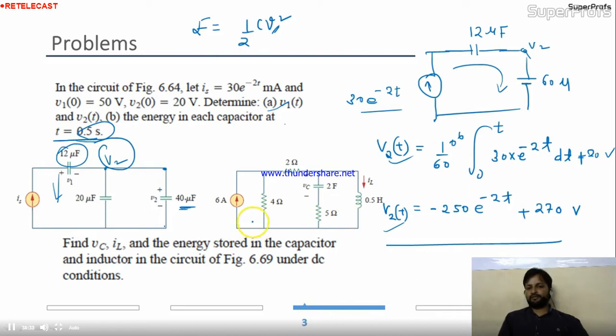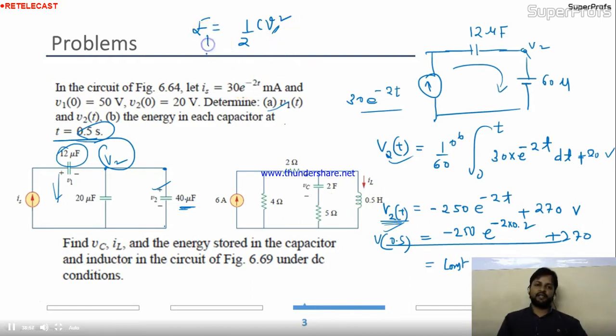Now, suppose you want to find out the value of V(t) at 0.5 seconds. So my question is, can you find it out? Yes. V(t) is given. Instead of t, you have to put 0.5 in the equation, minus 250 e to the power minus 2 into 0.5 plus 270, like that. You will get some constant value. That value you will put in the energy formula, so you can get E1, E2, E3. This is all about this question. I hope this is clear to you.